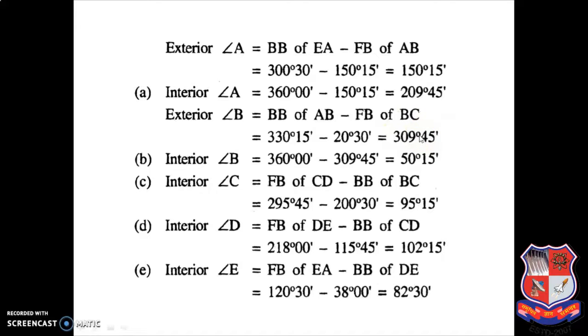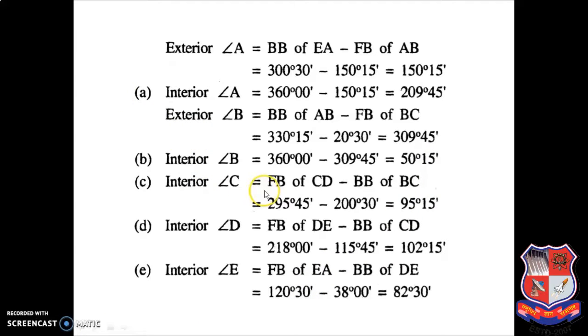and you have to calculate the interior angle. So what you have to do? You have to deduct this 309 degree 45 minute from 360. So interior angle B is equal to 360 degree minus 309 degree 45 minute. You just take the difference, you will get the answer 50 degree 15 minute. Same way to calculate angle C.